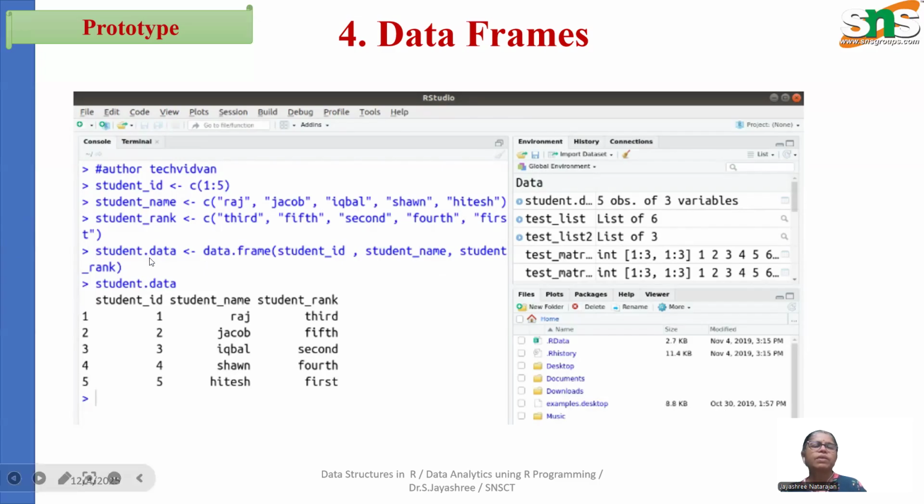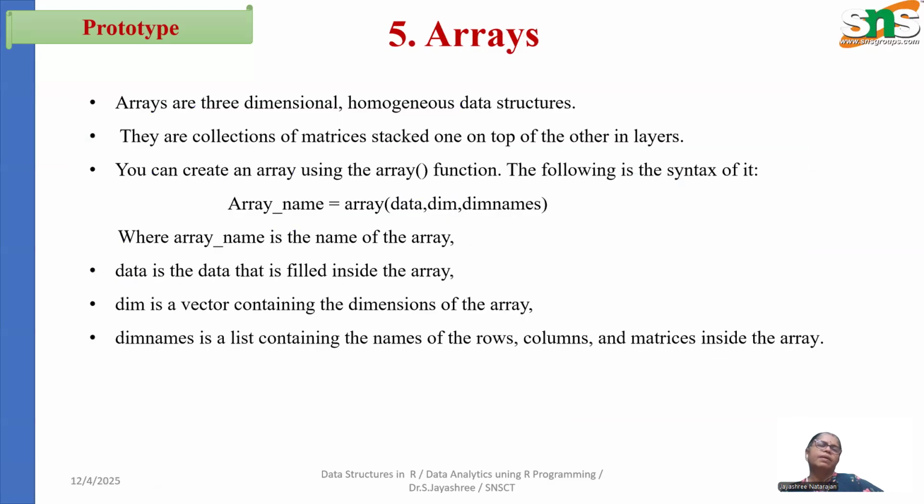Look into this coding. student.data is the name of the data frame. The function is data.frame of vector 1 student ID, vector 2 student name, then student rank. Okay, what is my output? The output contains 3 vectors: student ID, student name, and student rank. So this is about data frames, right?